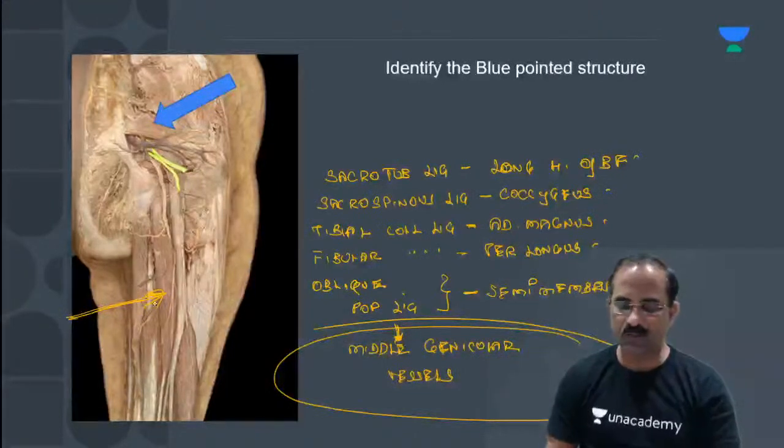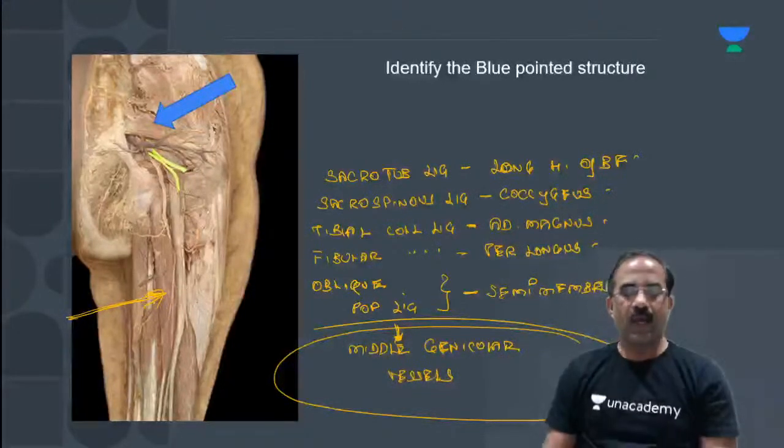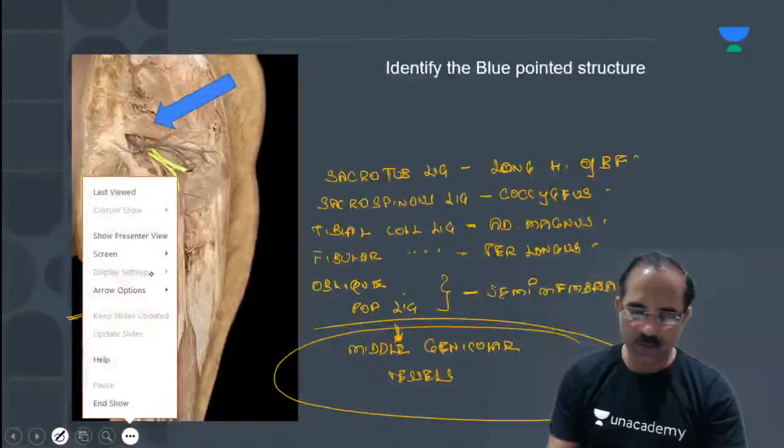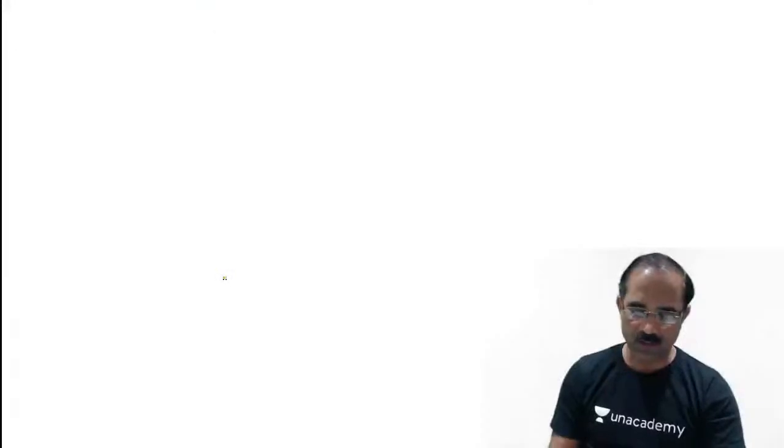What is this group of muscles? This is the hamstrings. And what is the origin of the hamstrings? The hamstrings arise from the ischial tuberosity. Correct?